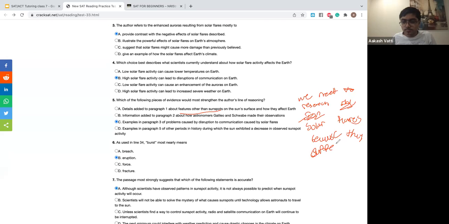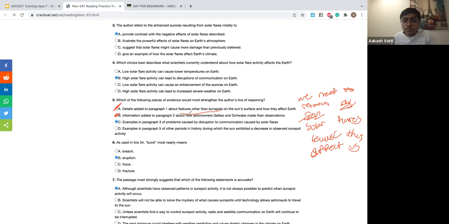Affect us. Therefore, A is not the answer. How astronomers like Galileo and Schwabe made their observations isn't going to help explain why we have to research this. Next, examples of problems caused by disruption to communication.